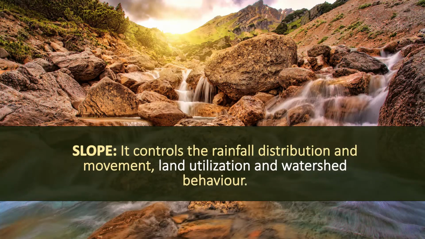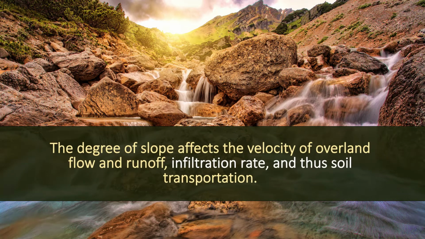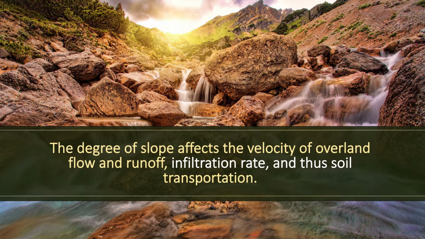Then comes slope. The slope controls rainfall distribution and movement, land utilization, and watershed behavior. The degree of slope affects the velocity of overland flow and the runoff, infiltration rate, and thus soil transportation. So slope is also a very important characteristic. We need to understand this.